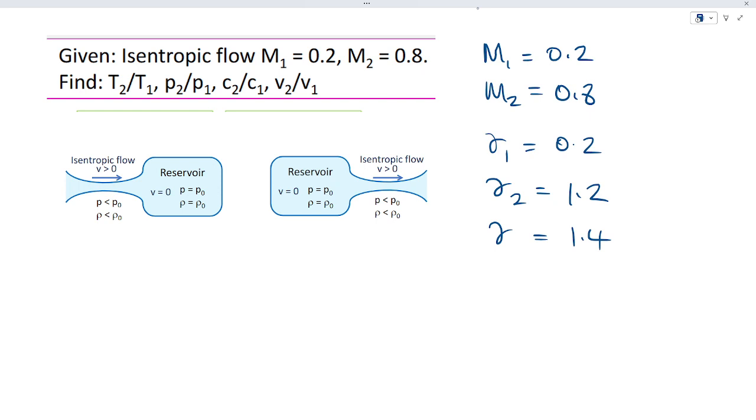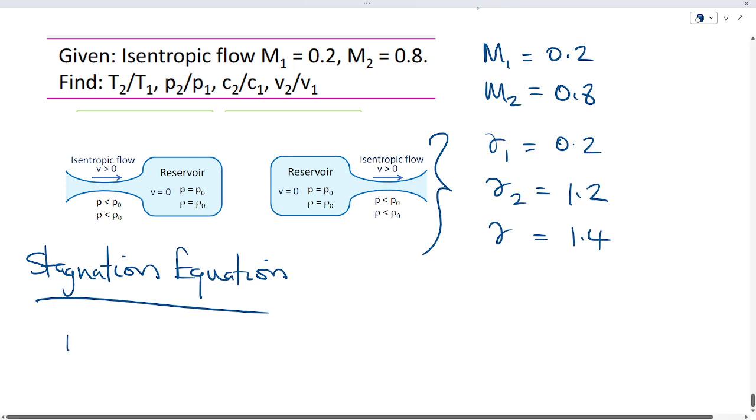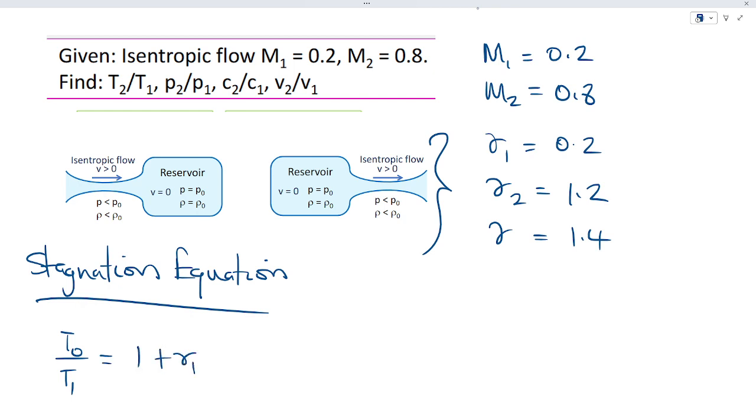Now let's start by finding the equation for the stagnation entity from this particular flow, from a reservoir to the throat and down to the outlet. Now, using the stagnation equation, we state that T0, that is the temperature at stagnation, over T1 equals 1 plus gamma 1 M1 squared.